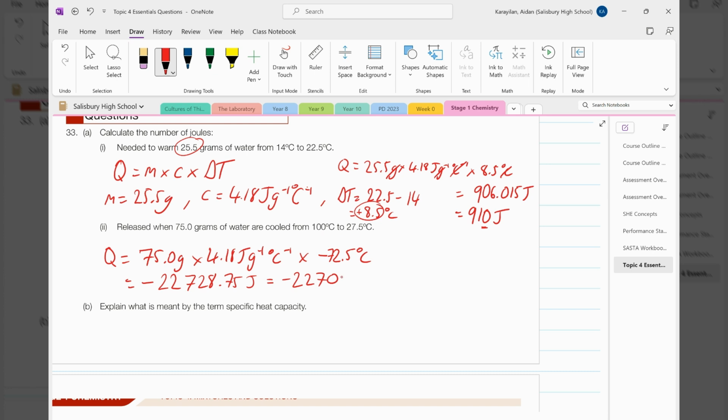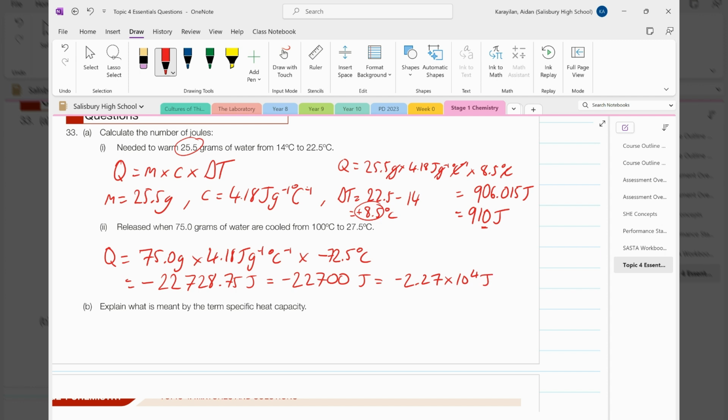Yep, that's right. So we have that number, which can also be written as negative 2.27 times 10 to the 4 joules.